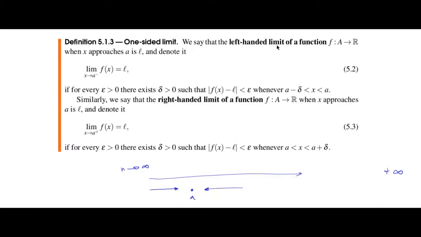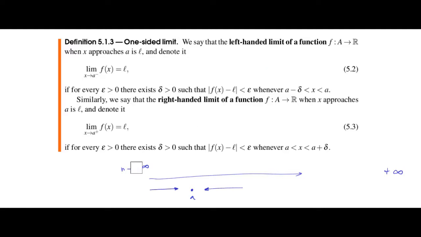So we say that the left-handed limit of a function f when x approaches A is L, and denote that the limit when x goes to A from the left, if for every epsilon there exists a delta greater than 0, such that the difference between f and L is smaller than epsilon whenever x is between A minus delta and A. So instead of considering the whole interval between A minus delta and A plus delta, as we said before, we're only considering values from below. And the same thing with the right-handed limit, but from above, right?